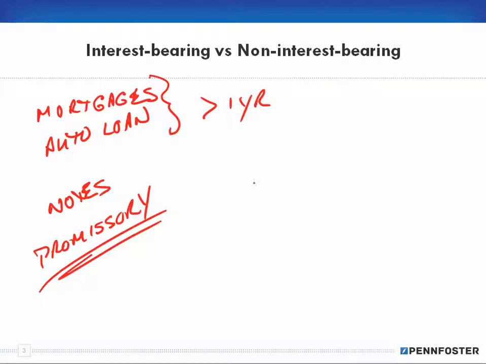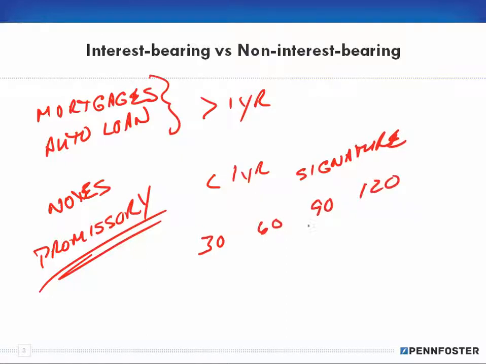But promissory notes are shorter term, generally less than a year. And it's basically a signature loan. In other words, you're just going to sign your name, saying that you promise. These come in a variety of usually 30, 60, 90, and even 120-day notes. These are quite common for businesses, just for the short term that they need, okay.